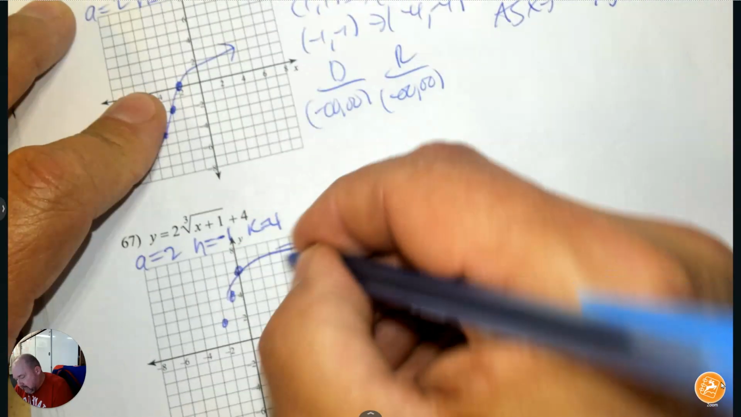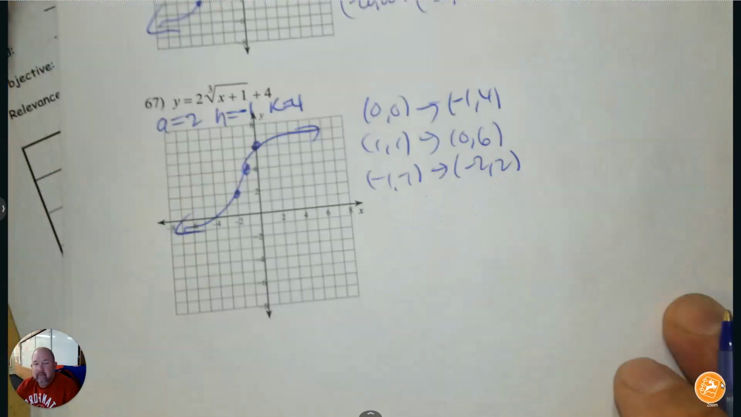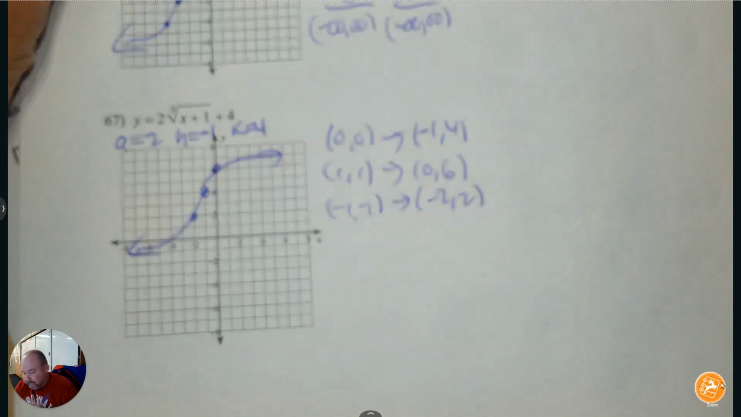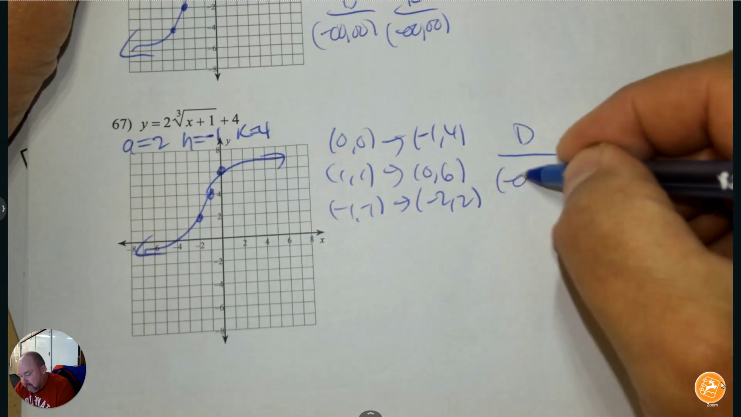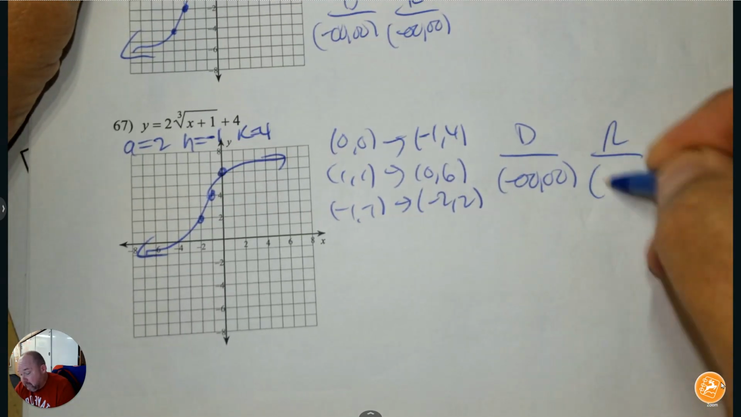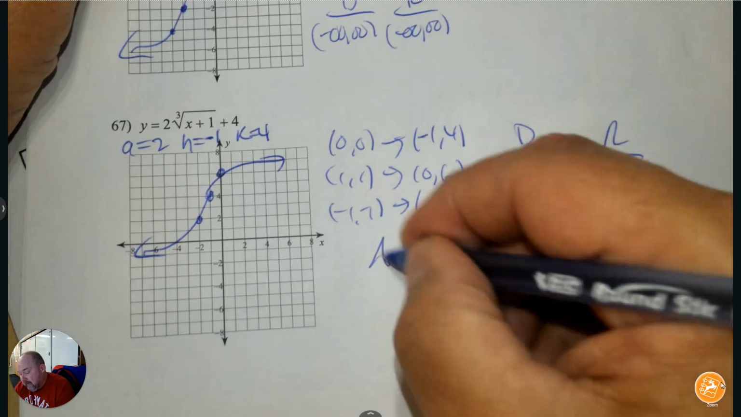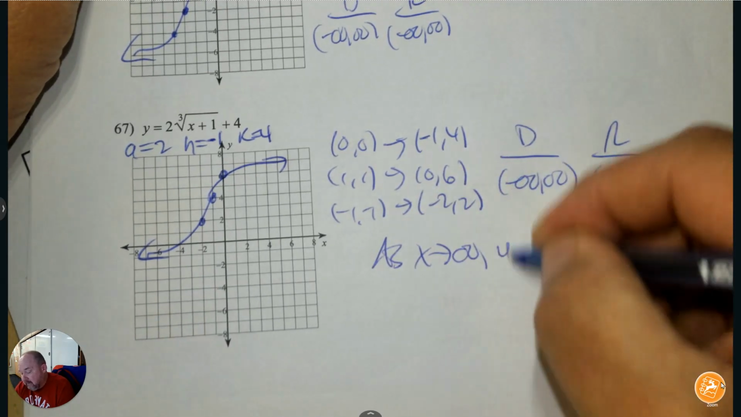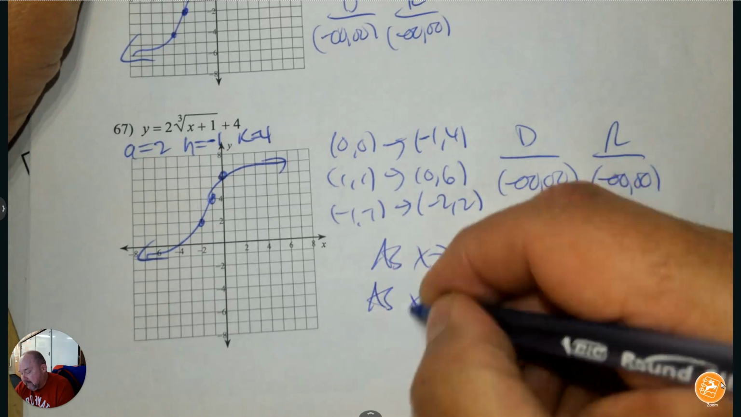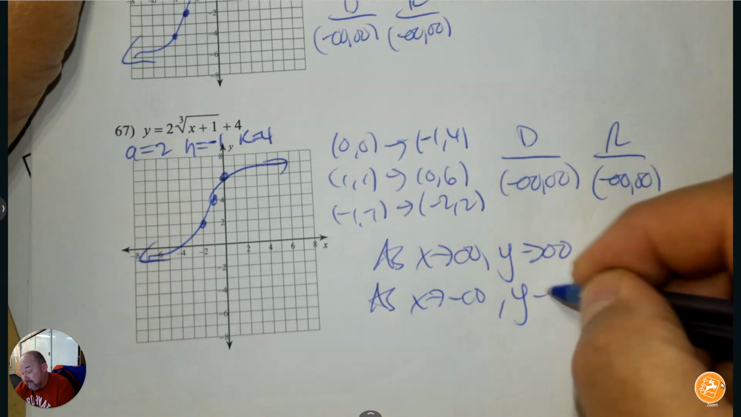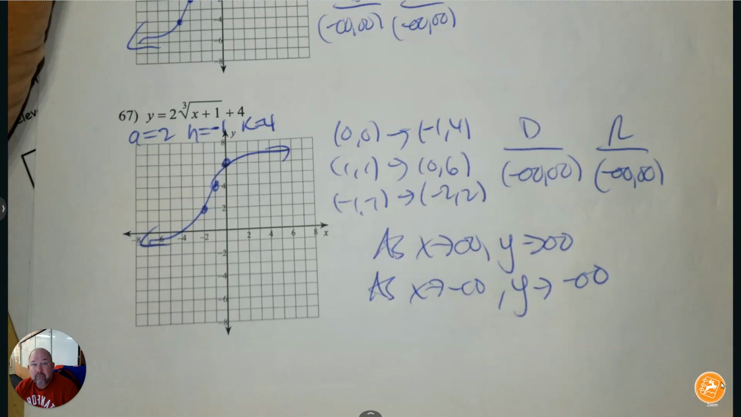And then we curve it. There's our curve for a cube root. The domain is all real numbers. The range is all real numbers. And the end behavior. The right end goes up and the left end goes down. And that's it. All right, press pause if you need to.